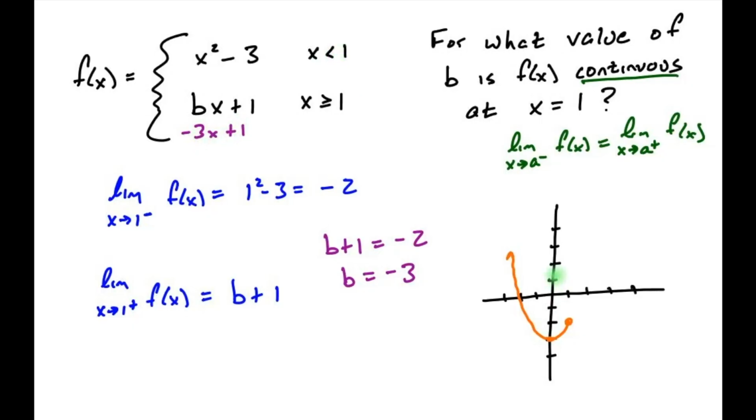Our second part of our function is negative 3x plus 1. That's just a line with a y-intercept of 1 and a slope of negative 3. So if we plot that, starting at our y-intercept of 1, if we follow our slope down 3 and to the right 1, we'll go through the point (1, -2) and continue down and to the right. These two sides of our function meet at that point (1, -2). Because the point (1, -2) is on the line negative 3x plus 1, and it's where the x squared minus 3 function ends, those two functions meet exactly there. The point exists, so our function is definitely continuous at x equals 1.